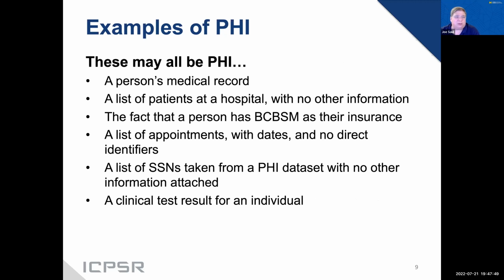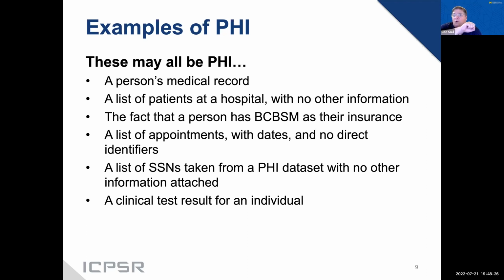So some examples of data in the real world that is PHI or maybe PHI: somebody's medical record, a list of patients at a hospital with no other information. Remember, you don't have to know what they're in for. You have to know that they got treated at that hospital. The fact that somebody has, this is a big insurance carrier in Michigan that the university has as their insurance, a list of appointments with dates, but no direct identifiers. Remember, dates are identifiers. You can lift a list of social security numbers out of a PHI data set.